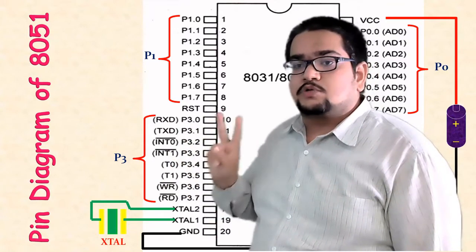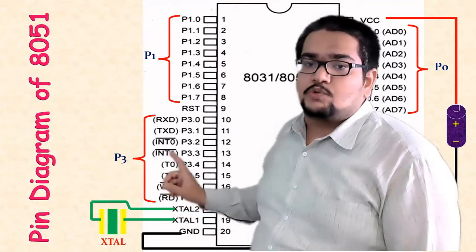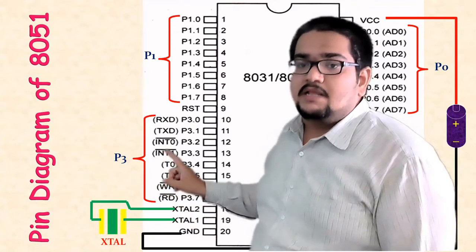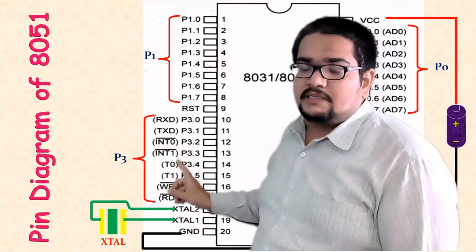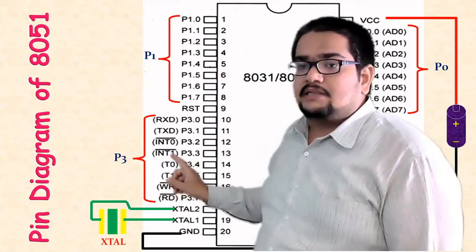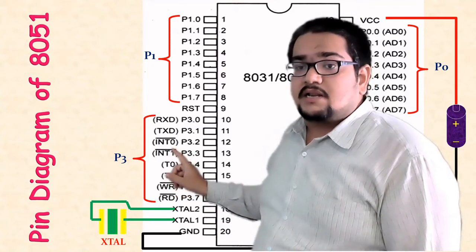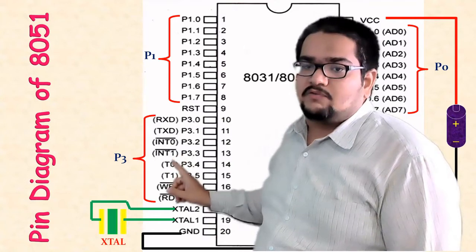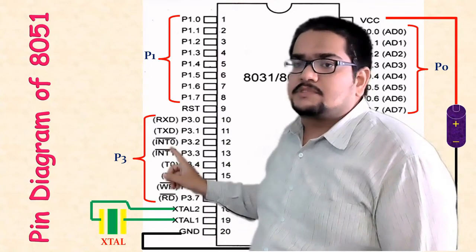Out of those 5 interrupts, 2 interrupts are the external hardware interrupts. Those 2 external hardware interrupts are at pin numbers P3.2 and P3.3, that is pin number 12 and 13, and they are called external interrupt 0 and external interrupt 1. So these two are the external interrupts.